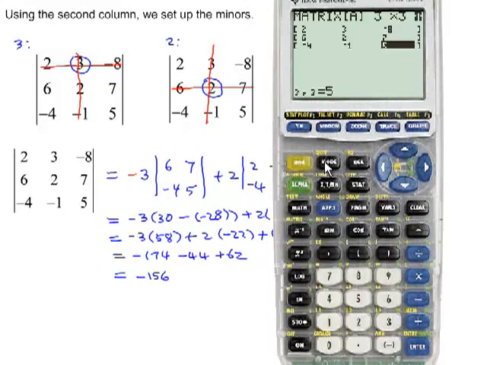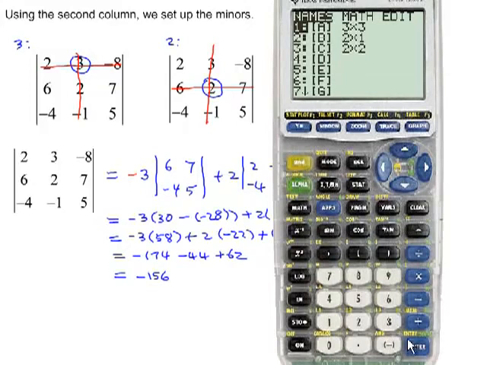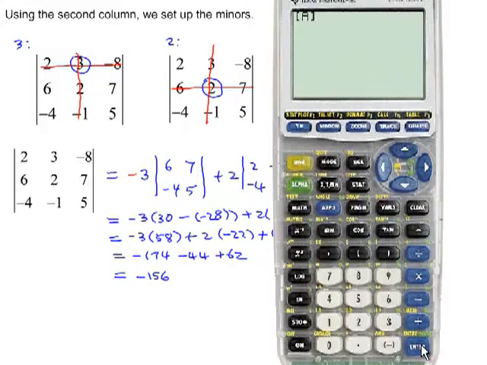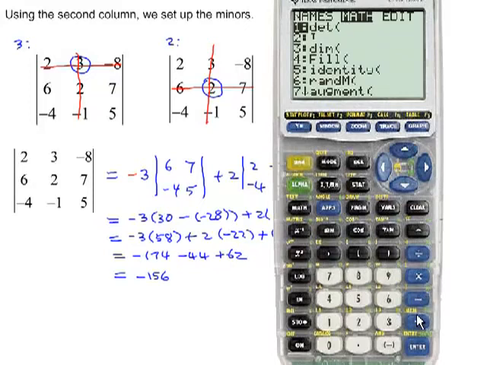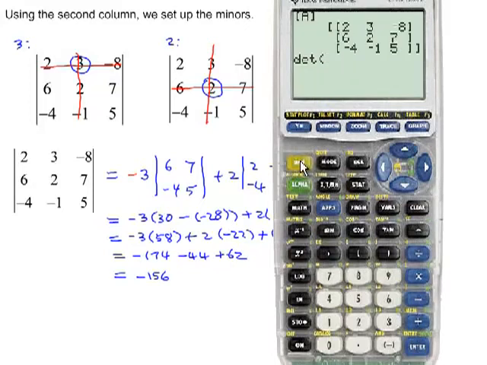Okay, go out to the calculation screen, and the first thing is always try to pull up your matrix to make sure you have the correct entries. 2, 3, negative 8, 6, 2, 7, negative 4, negative 1, 5. Perfect. Now, how to get the determinant: the second matrix, go over to the math. First item is your determinant, folks. And you pull up the name of the matrix, A, close the parentheses, and when you hit enter, negative 156. But of course, you use this for checking.